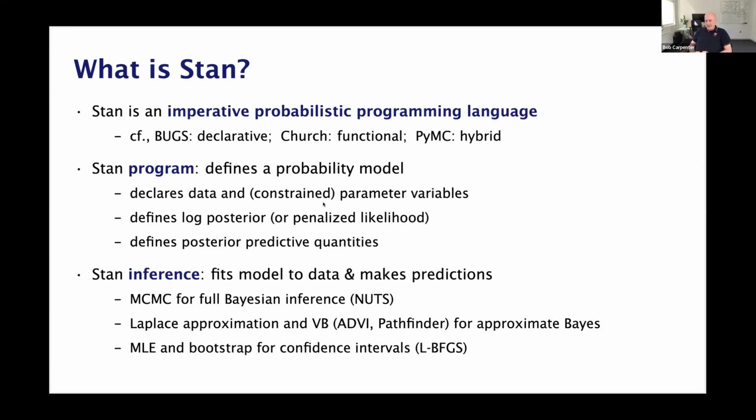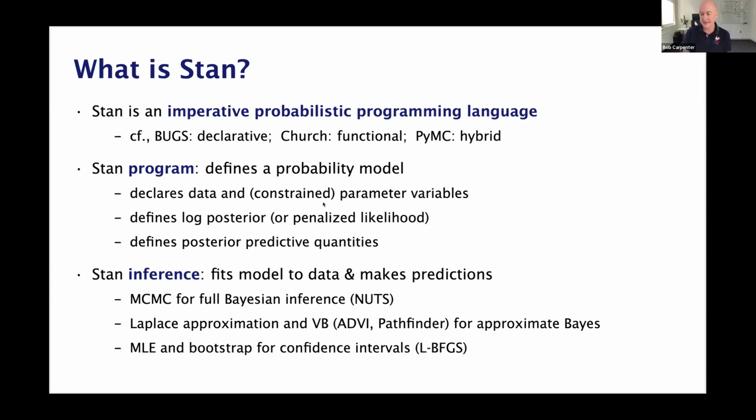So what is Stan? Stan is an imperative probabilistic programming language, and that means it's a programming language like C or C++ largely, as opposed to something like BUGS, which is declarative and lets you define a graphical model, or something like Church and all of its descendants, which are very functional, or something like PyMC, which gives you a hybrid of declarative and functional and imperative depending on how you want to interact with it. So a Stan program, and I'm going to give you some examples as we go, the main point is that it defines a probability model. In particular, it declares data and constrained parameter variables. It defines a log posterior, which you can think of as a penalized likelihood if you're doing maximum likelihood. And then it defines posterior predictive quantities. I will show you how all of that works as we go.